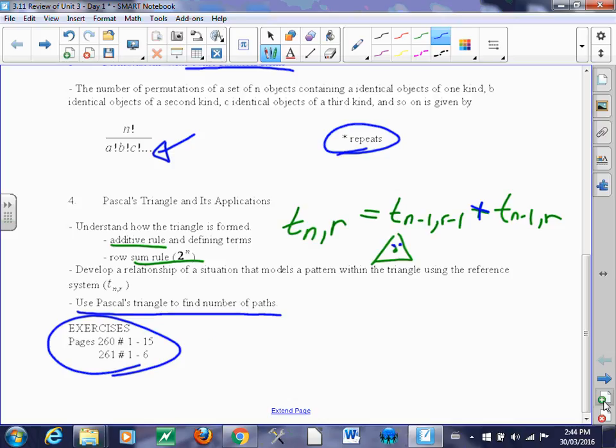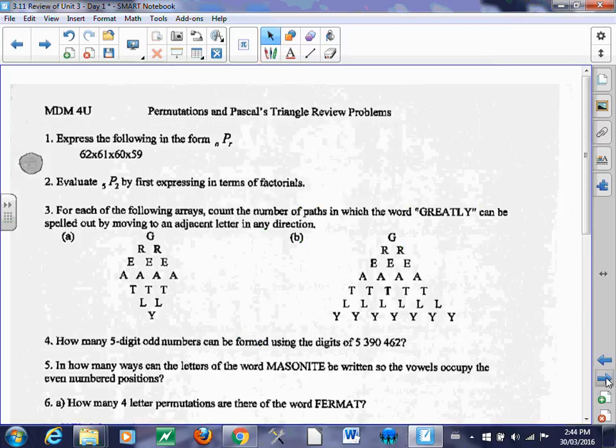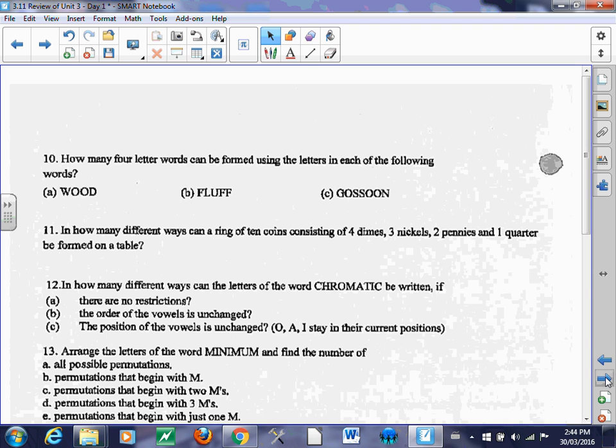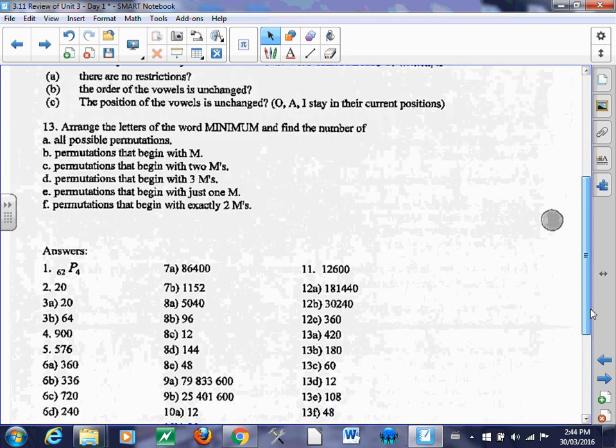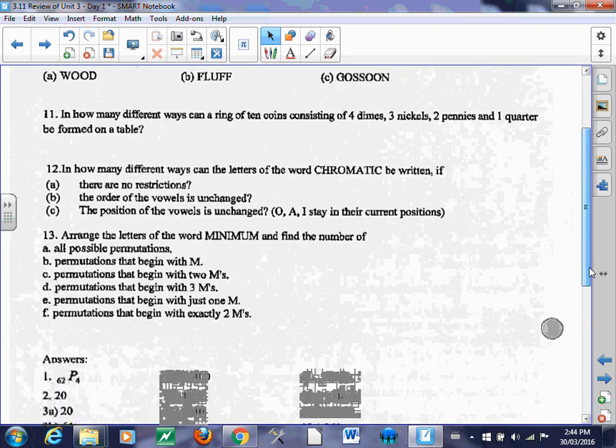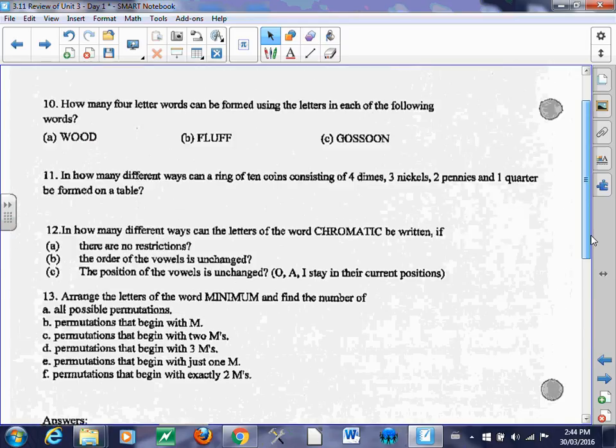So I would do the back plus this. Okay, back also, or whatever you want to say. And the answers to the back questions should be right here. So we've got 2 days to do this, folks. And those are your permutations there.